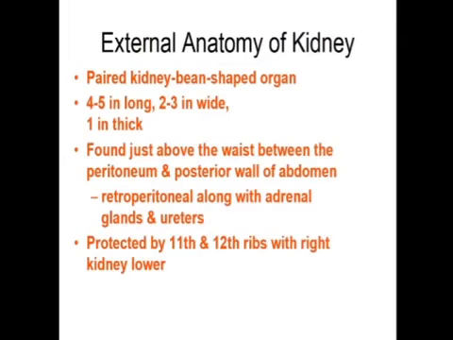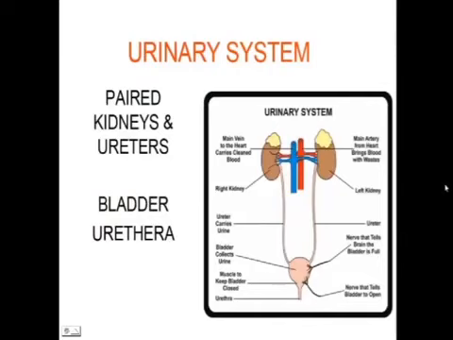If we talk about the external anatomy of the kidney: there are paired kidneys, bean-shaped organs, 4 to 5 inches long and 2 to 3 inches wide, and 1 inch in thickness, found just above the waist between the peritoneum and posterior wall of the abdomen. Each kidney is a large bean-shaped organ located retroperitoneally on the posterior abdominal wall. Its substance is covered by a thin, loosely adhering capsule of dense irregular connective tissue consisting of collagen fibers, fibroblasts and myofibroblasts, which have contractile ability.